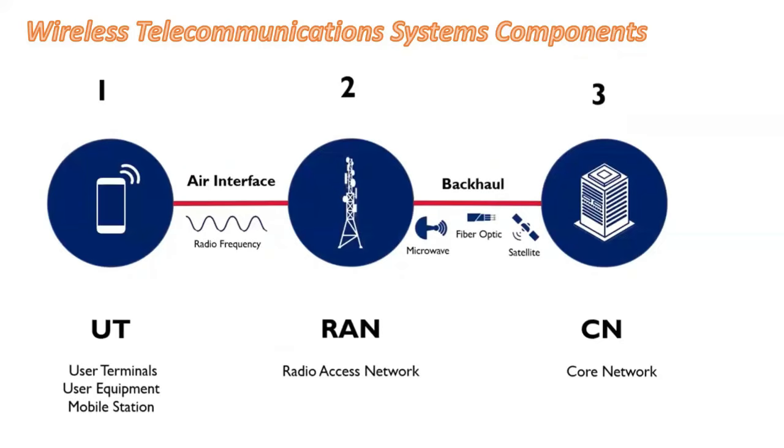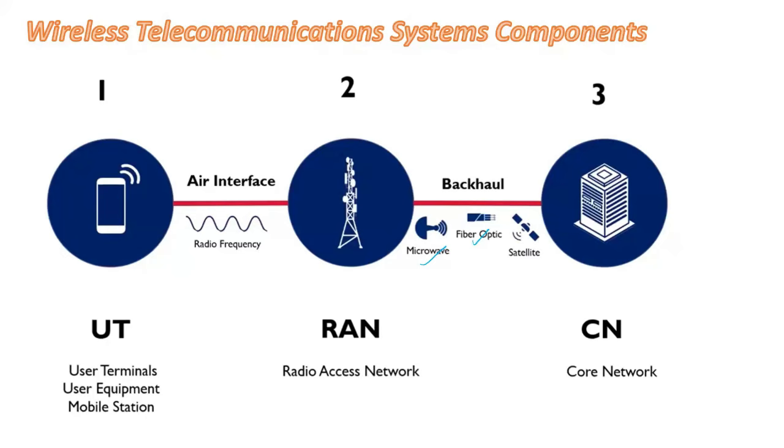And the radio access network is also connected to the core network. The core network is responsible for managing the overall operation of the network. There are different means to connect the core network and the radio access network. These can be connected through microwave, wirelessly, or physical cable, or fiber optic.